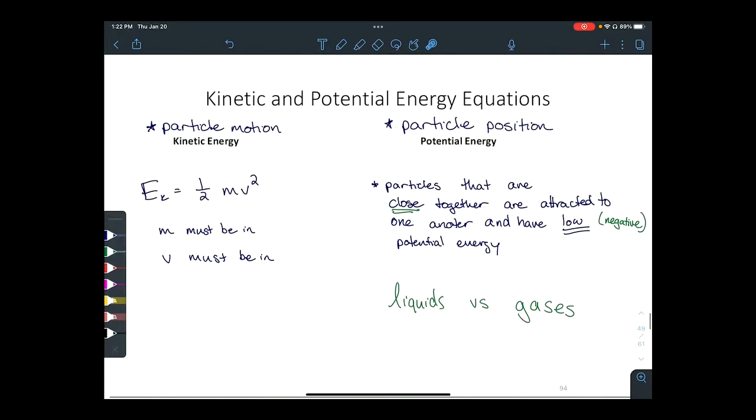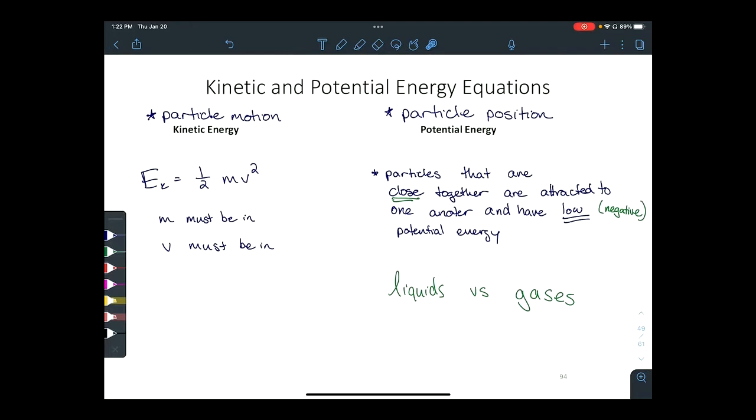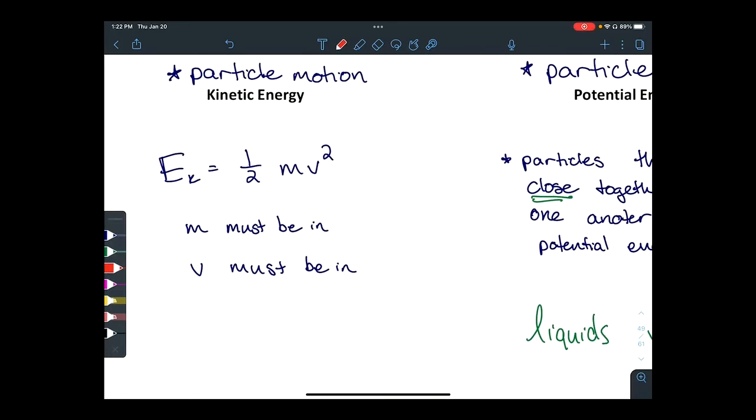So this is what you should write down. Okay, so just recall, kinetic energy is based upon motion. Particle motion, you have to have a piece of matter moving. So if I throw a baseball, that baseball has mass and it has velocity, so we can calculate its kinetic energy. Anything that has mass and is moving, we can calculate kinetic energy. I keep saying potential, kinetic. We're doing the one on the left first.